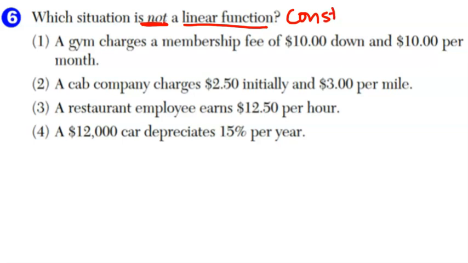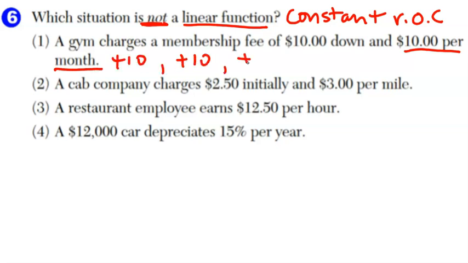Number 6 asks us which one is not a linear function. A linear function has a constant rate of change, meaning you increase or decrease by the same amount every time. So if a gym charges a membership fee of $10 and then $10 per month, that is plus 10 every month. So that is linear. We're looking for something that is not linear.